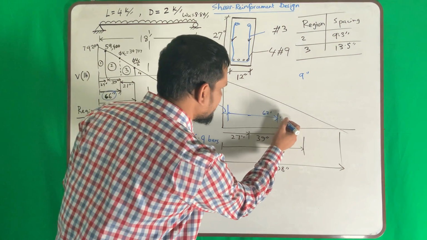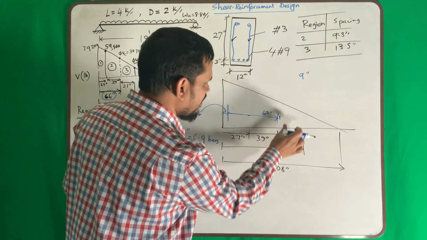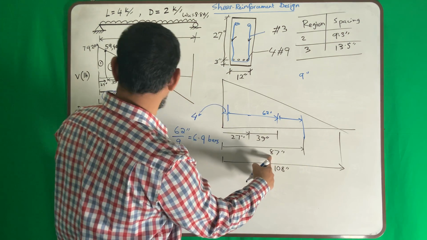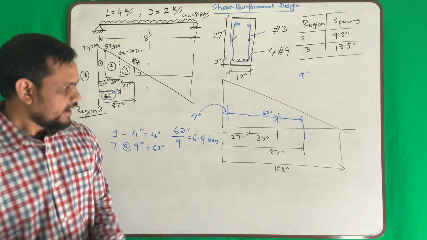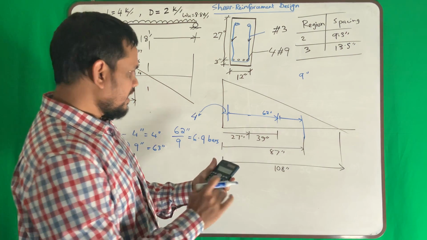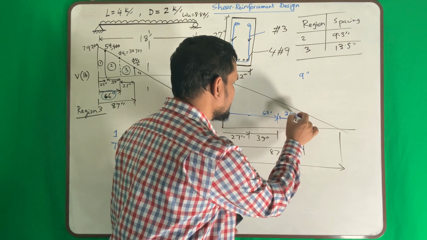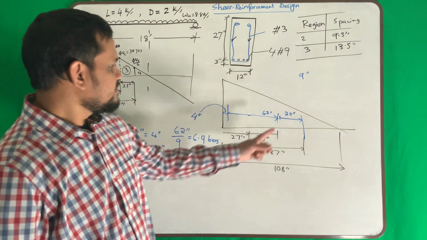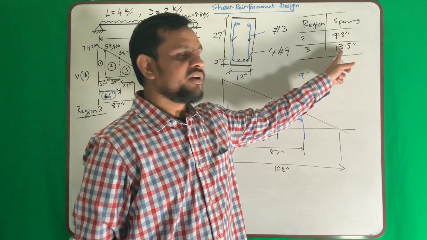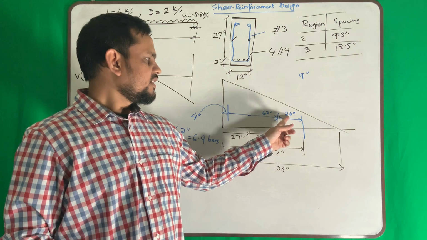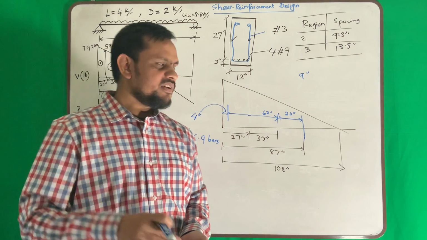Then I came somewhere here. Then how much do I have left here? 87 minus 67. I have 20 inch here. 20 inch left here. Now what is my required spacing here? 13.5. I have 20 inch. Now you can feel here now.